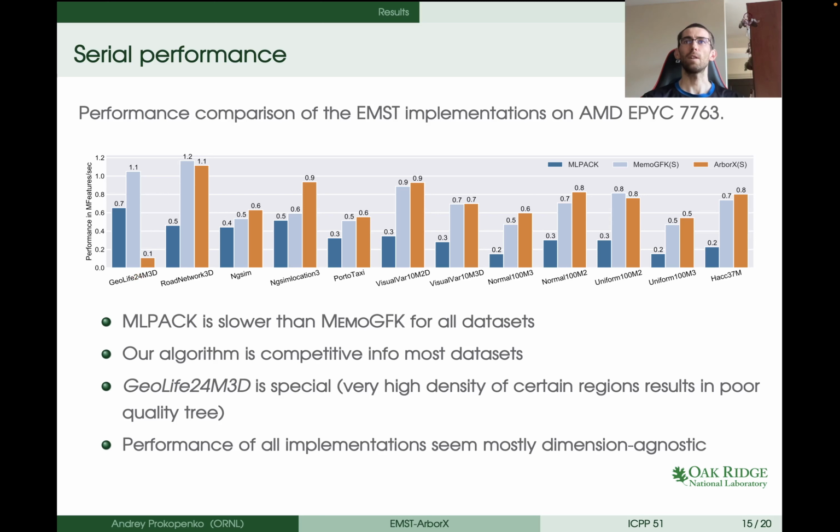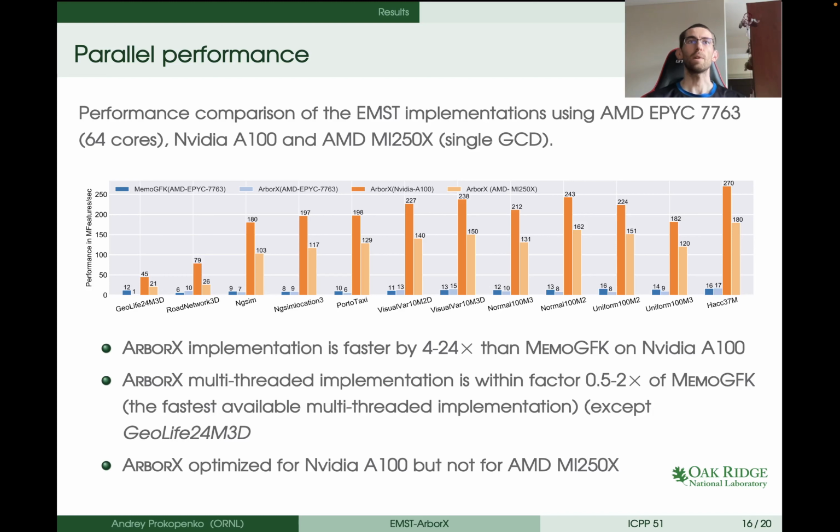If a faster way is found to compute the tree, or if a high resolution of the space filling curves is used, this can be improved. Next, we want to compare the parallel performance of two algorithms. One is MemoGFK, a well-separated pair decomposition approach.